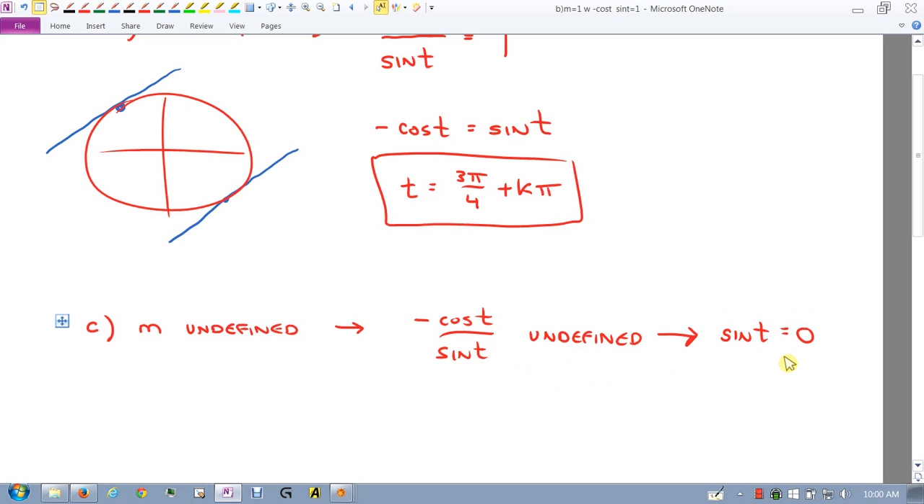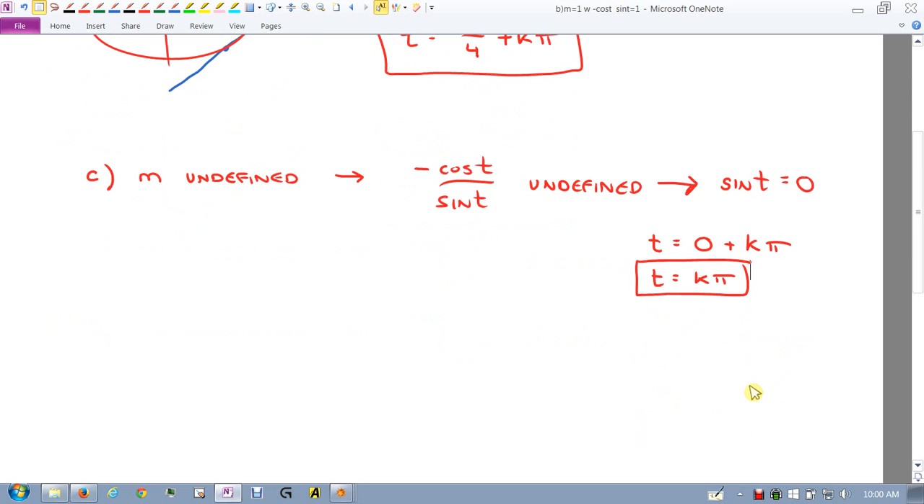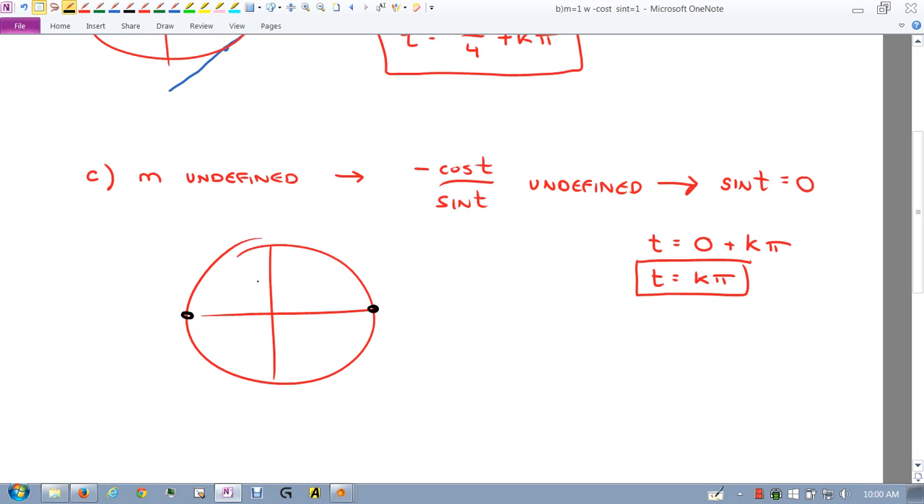So where is sine 0? And then you go through and you play the same game. Sine is 0 at 0 and pi. The two ends, 0 and pi. So you would say that t is equal to 0 plus k pi, or you could just say k pi. Verification of that visually is that here at these points, our tangent lines are vertical at 0 and pi, or 2 pi, or 3 pi, or 4 pi, or 5 pi, or 6 pi.